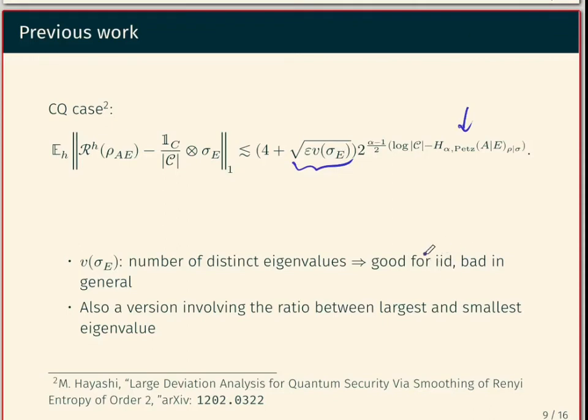For the IID case, that doesn't matter so much because that scales polynomially in n if we have an n qubit state. It doesn't matter so much because here the important term is exponential. We have a polynomial prefactor that doesn't matter. However, in the general case, it's not so good. We don't have any control over this in the general case. Or to have any control, we'd have to go back to smoothing, and then there's not much point to doing this. He also has a version that involves the ratio between the largest and smallest eigenvalue that basically has the same issue, that it's not so good in the general case.